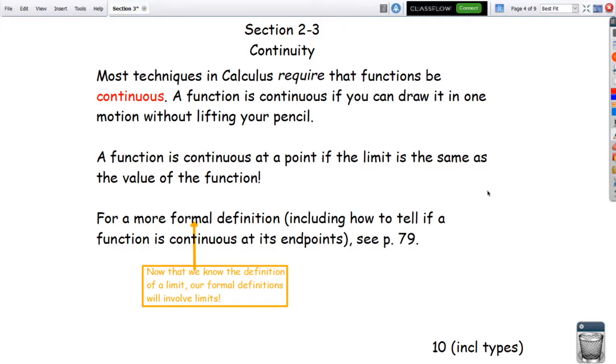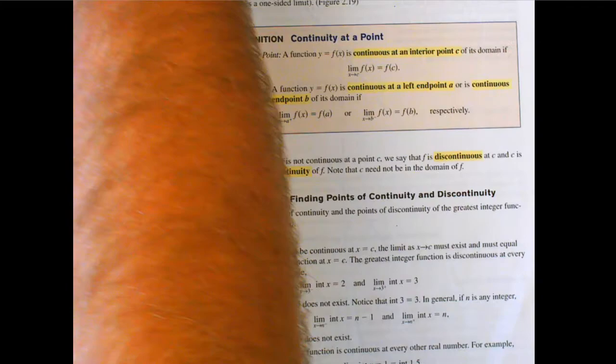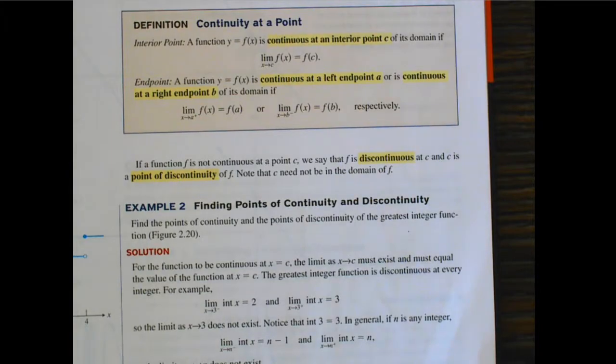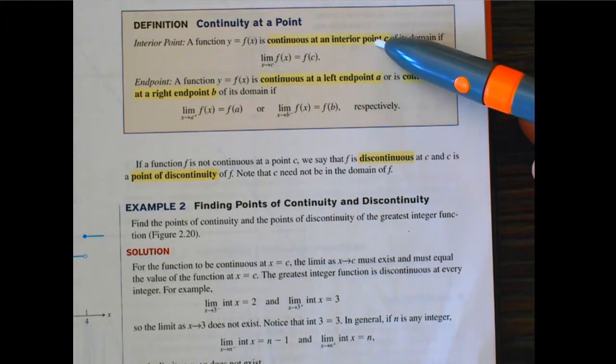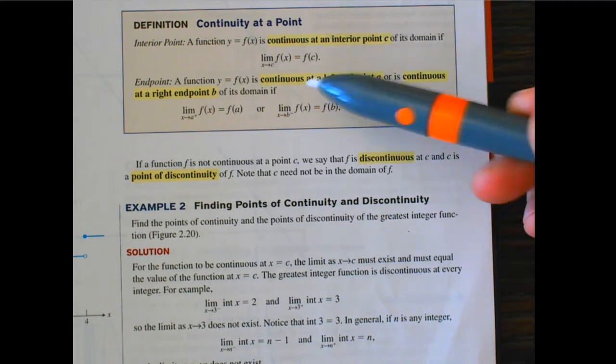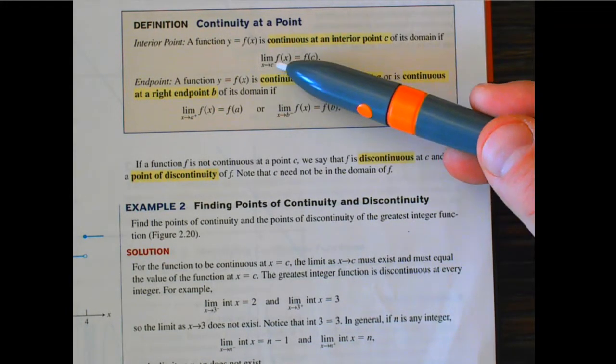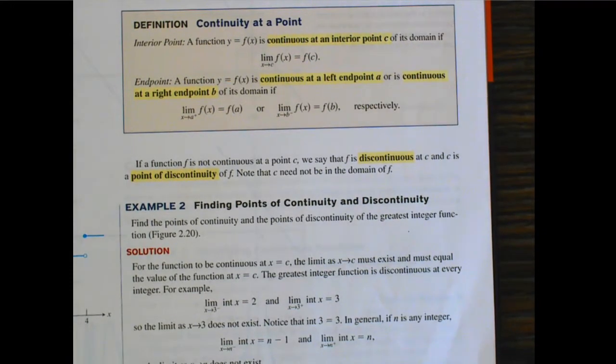A function is continuous at a point if the limit is the same as the value of the function. For a more formal definition, and I would probably put this formal definition into my notes, it's on page 79. I'm stealing it right out of the textbook, putting it on my dot cam, so that you guys can see exactly what I'm talking about. Continuity: a function is continuous at an interior point, so that means a non-endpoint, of its domain, if the limit as x approaches c of f of x is equal to f of c.